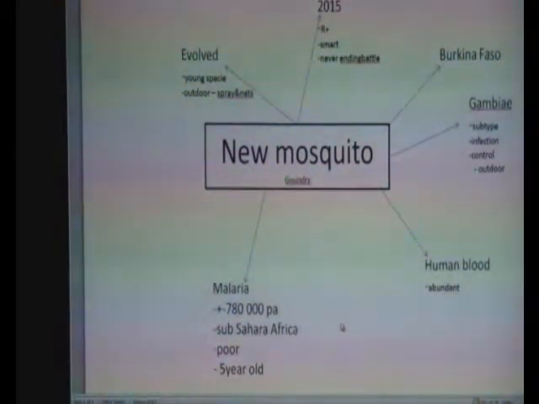This is my brain diagram I did. You're more than welcome to either use the mind map or the column method, whichever suits you. You're also more than welcome to draw pictures of the mosquitoes and all the keywords that surround it. It doesn't have to be all in writing.